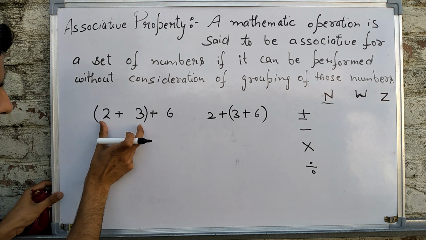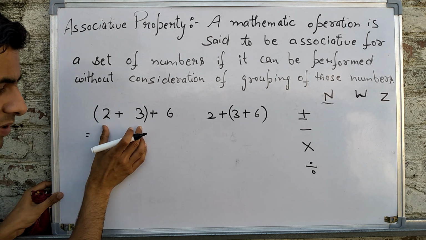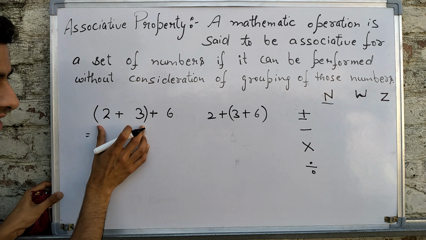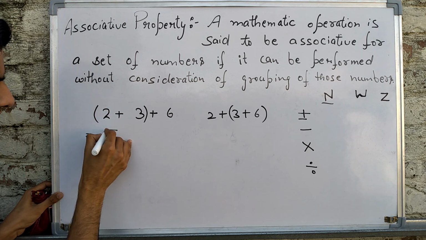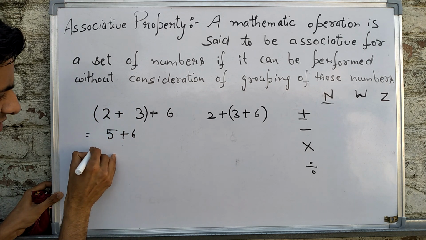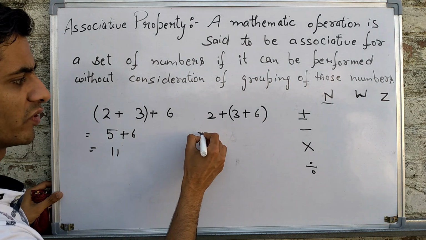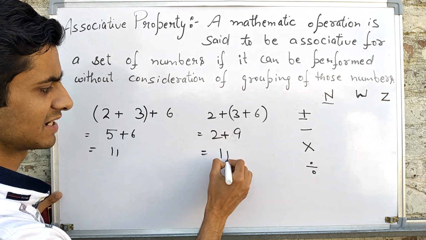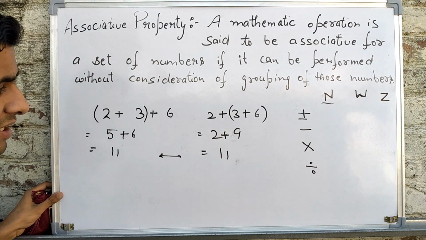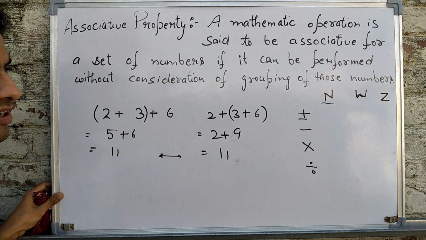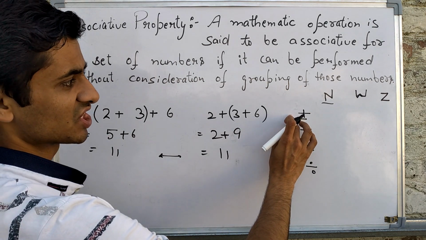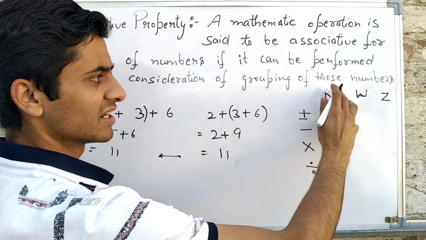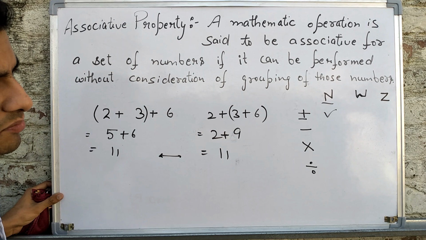Writing over here, 2 plus 3 would be performed first, because it is in brackets, and brackets are given first preference. It comes out to be 5. 5 plus 6 is 11. Over here, 3 plus 6 comes out to be 9, and 2 plus 9 is 11. Both the answers are the same. You take any one example by yourself and you will see that addition is associative for natural numbers.